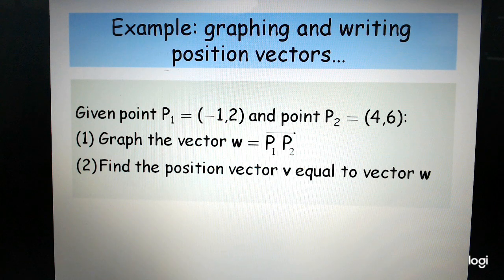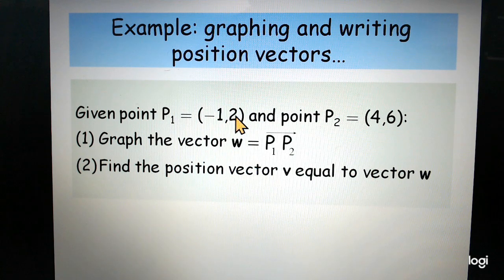Graphing and writing position vectors. Let's suppose point P1 is (-1, 2), point P2 is (4, 6), and we want to graph the vector, this time W. We typically symbolize vectors with boldface print if we can. Going from P1 to P2, notice the direction of the arrow: the tail is at P1 and the head is at P2. This says find the position vector V equal to vector W.